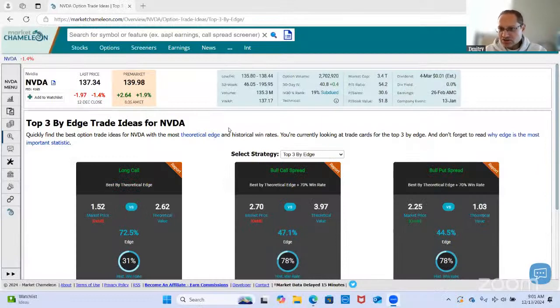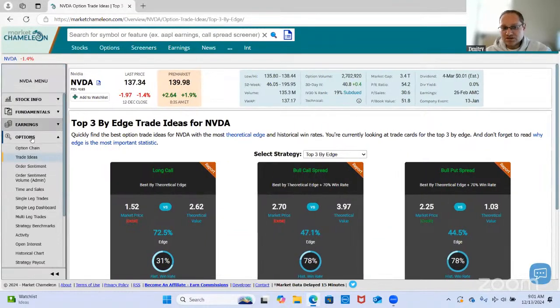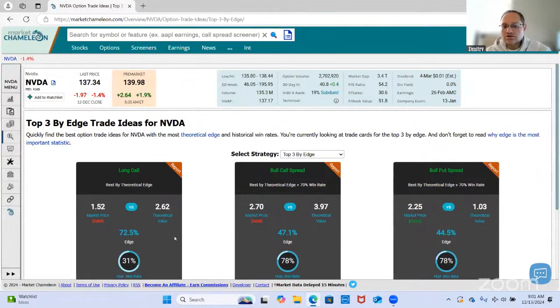Good. Good morning, everyone. I'm going to share my screen here, and I think today we will review a bullish strategy in NVIDIA, how to find a bullish call spread. To do that, go to the trade ideas. If you type in the NVIDIA stock symbol up here in the search, once you land on the summary page, on the left-hand side under the options items, click on trade ideas and you will land on this page.